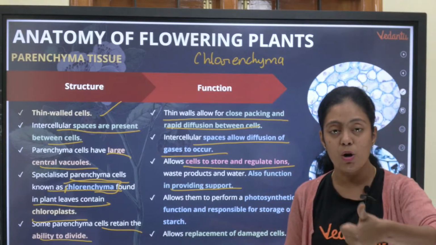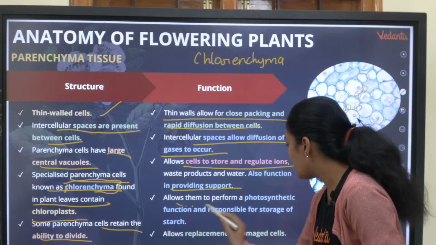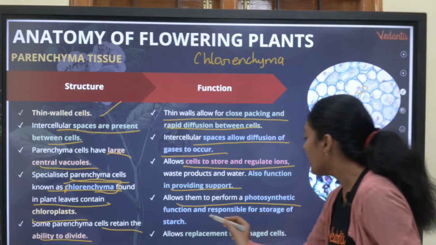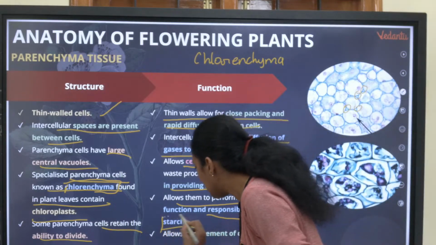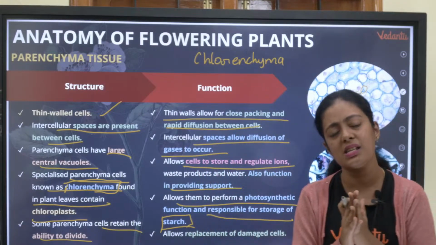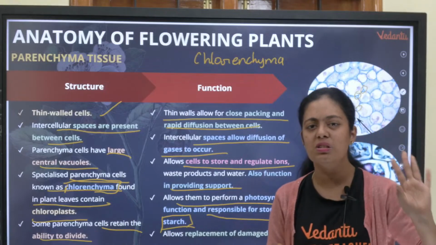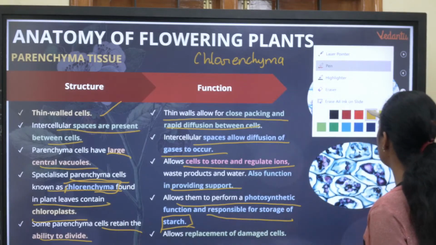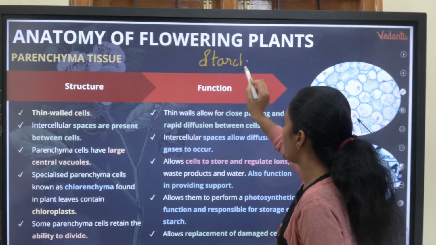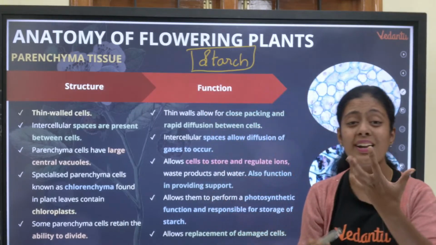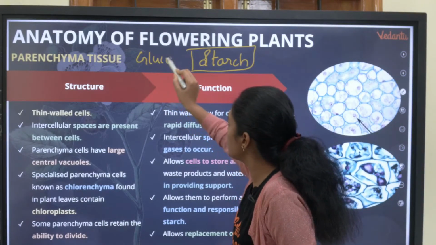So what is the function of parenchyma? Storage, support. Remember these two clearly. It allows them to perform a photosynthetic function and is responsible for starch storage. So can anyone watching the live tell me what kind of sugar this starch is? What is starch, guys? Anyone? It's a very easy question, think and tell me. So starch is, anybody? What is starch? Starch is how your food is stored in your leaf. So this glucose is converted into starch.